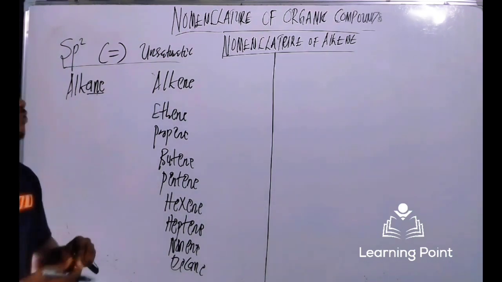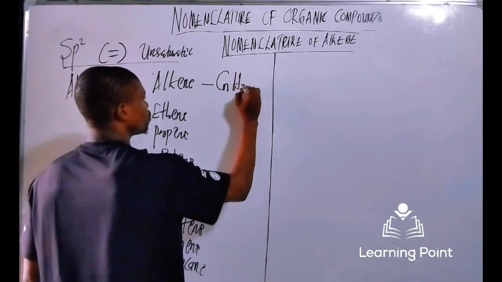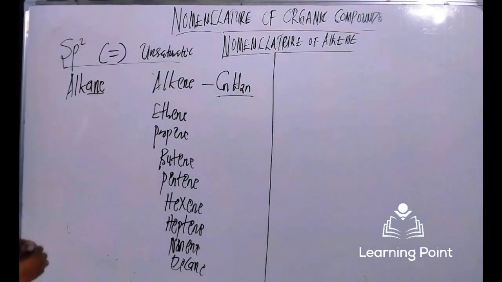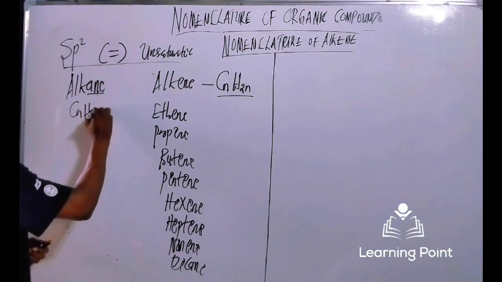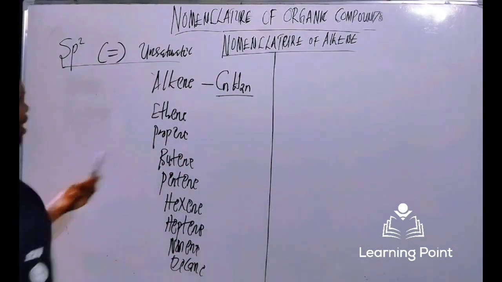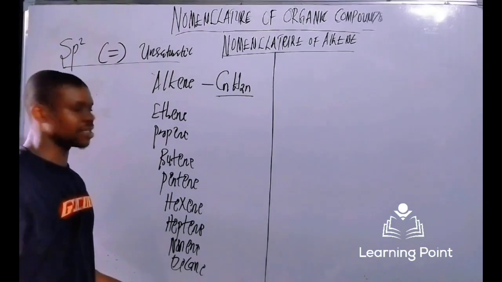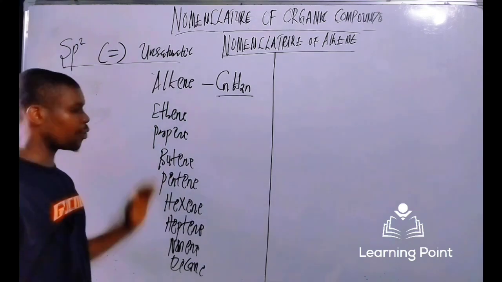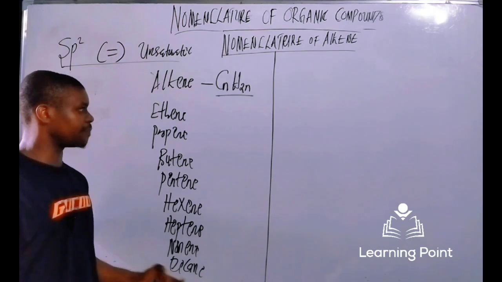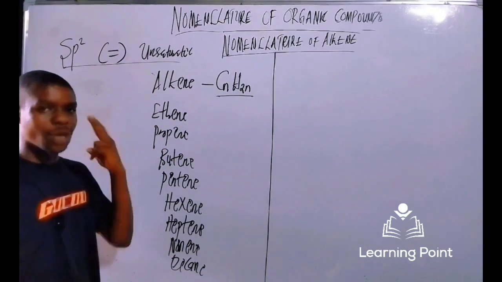Now, alkanes have a general molecular formula, CnH2n+2, while the general molecular formula of the alkenes is CnH2n. Remember, n means the number of carbon atoms. From here you can get the molecular formula for each of the compounds.